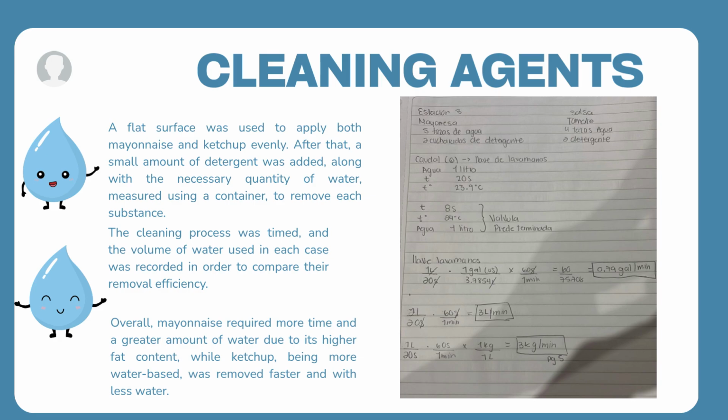two scoops of detergent, and ketchup only needs 4 cups of water and 2 scoops, so they need about the same amount of detergent. Then in the image we can see that we do some conversions: we first have liters per second, but we compare it in grams per minute and in kilograms per minute too.